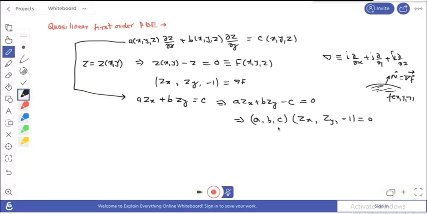So you know that if the dot product of two vectors is 0, this means these two vectors are orthogonal to each other. Okay, so this means this vector (a, b, c) is orthogonal to the gradient vector. Okay, and this vector (a, b, c) is orthogonal to that gradient vector, so it lies in the tangent space of that surface.